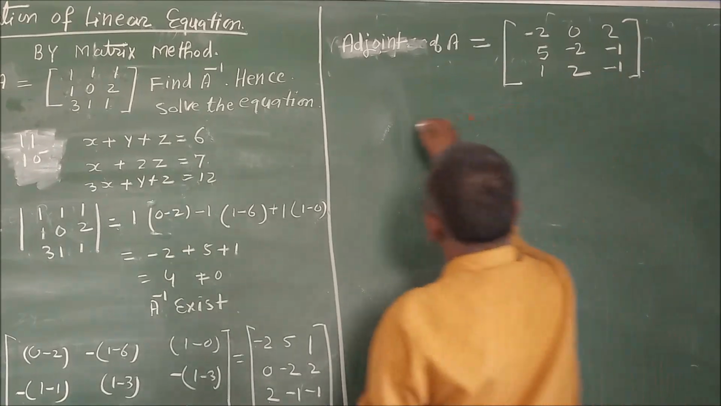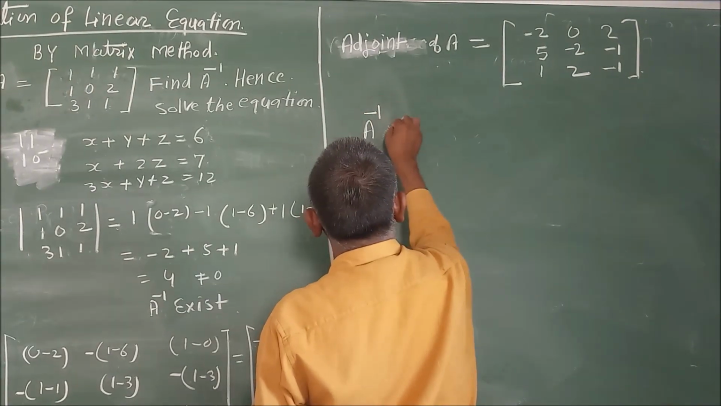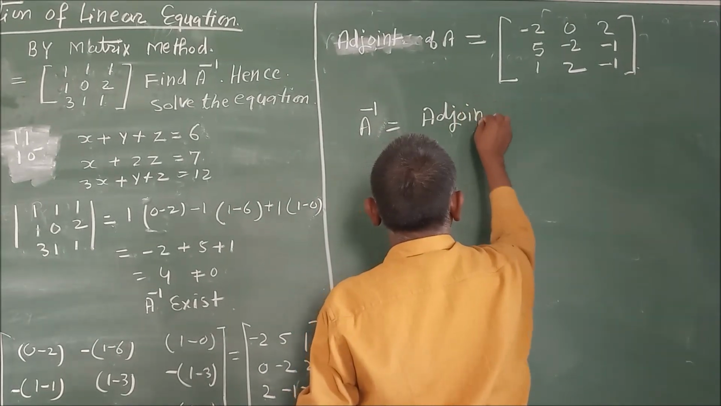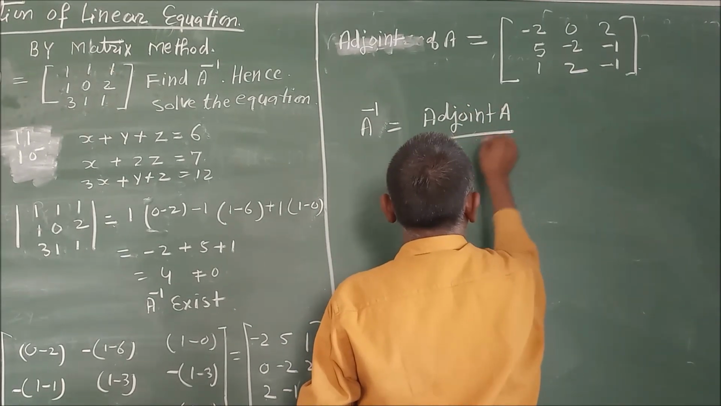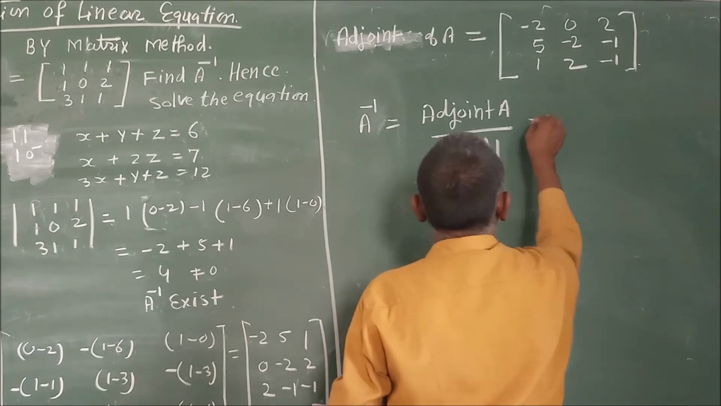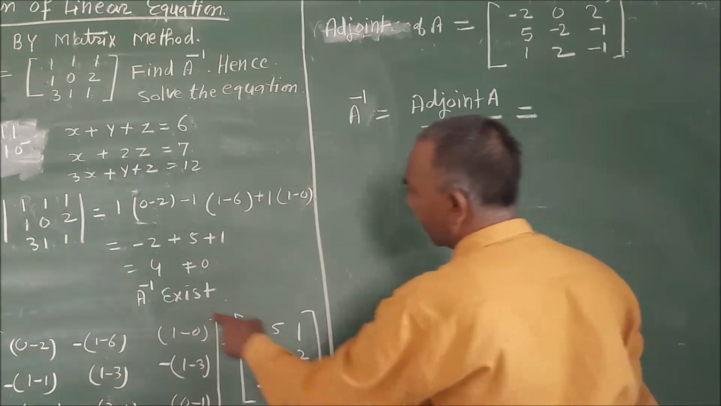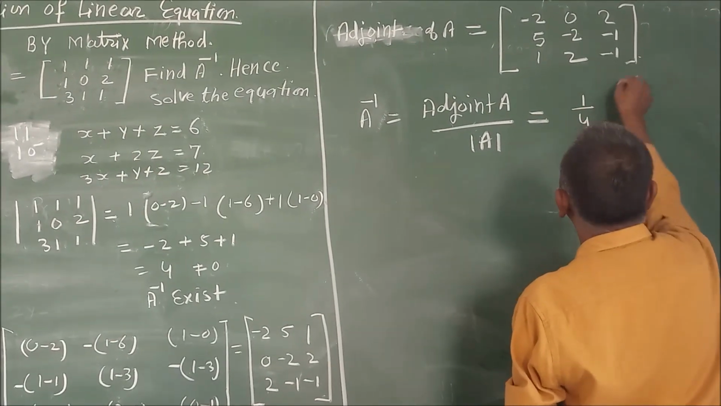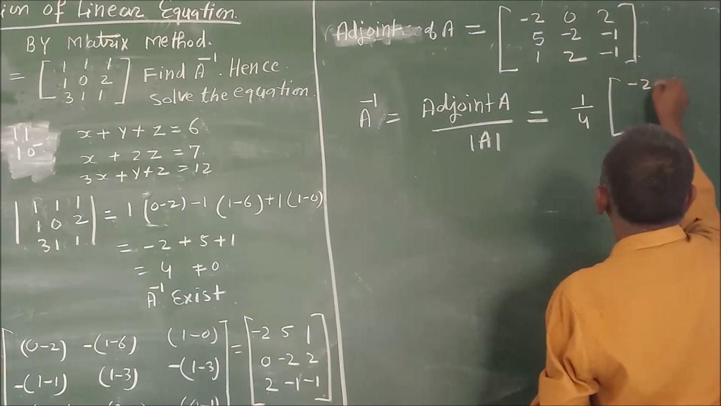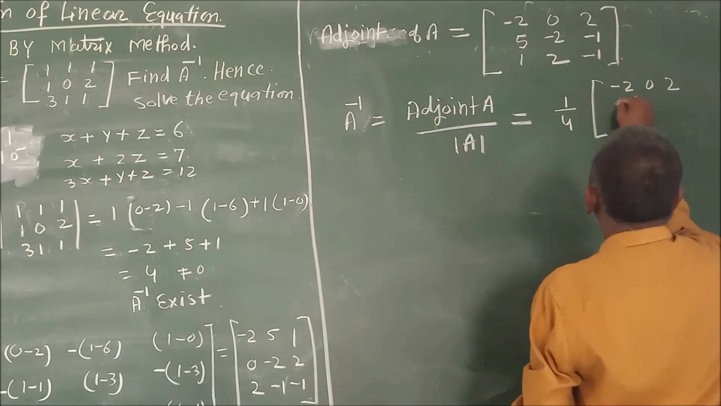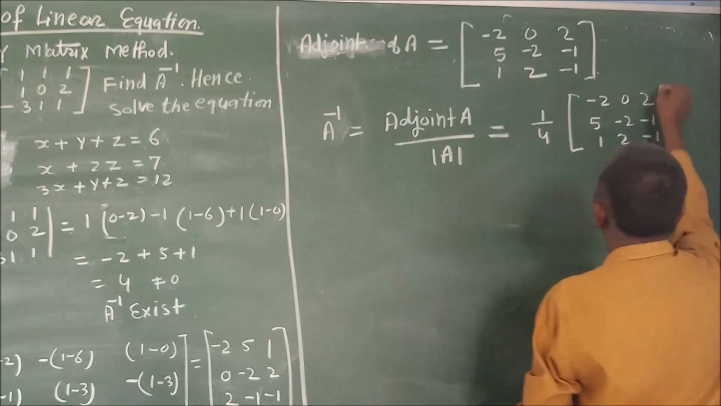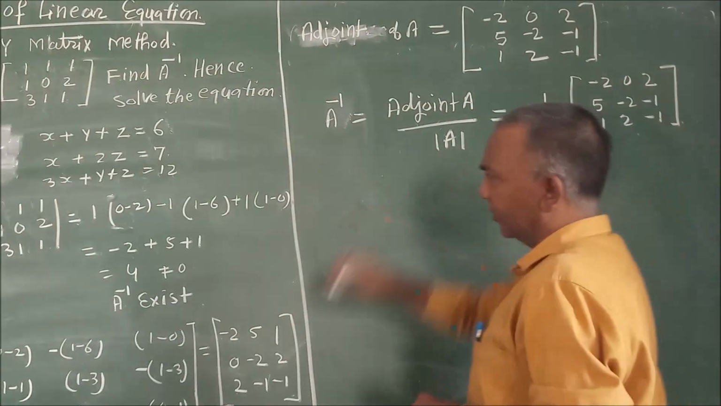So A inverse is equal to, your formula is adjoint A divided by determinant of A. This can be written as adjoint A over determinant of A, which is already 4, and adjoint A you have written here. So 1 by 4 into minus 2 0 2, 5 minus 2 minus 1, 1 2 minus 1. So this is the value of A inverse.